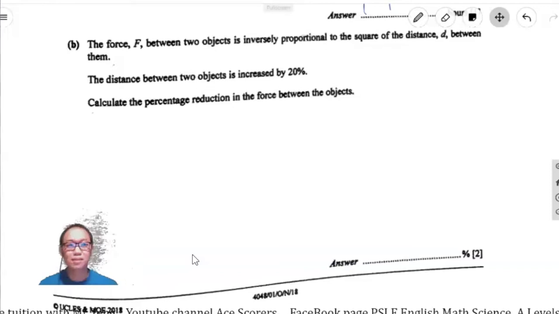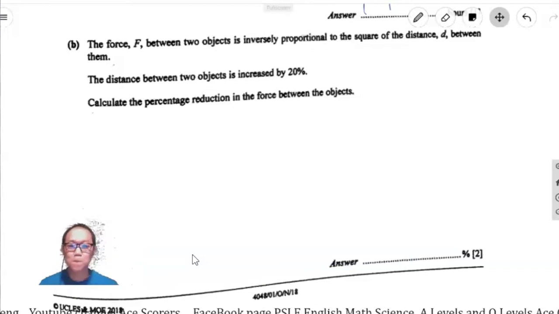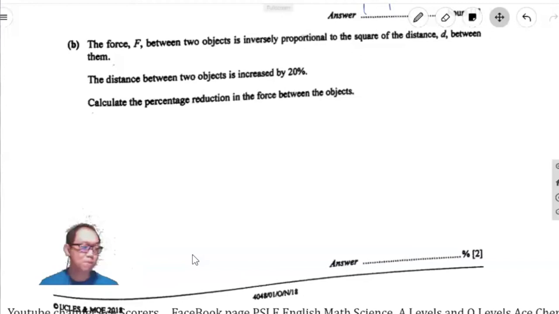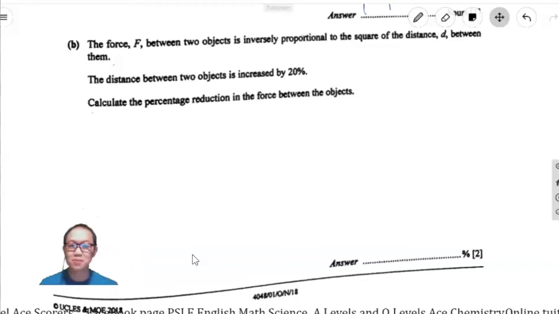Okay, so how about Jianyu? Any answer for B? I got a decimal. You got a decimal, it's fine. The answer is a decimal. 30.6. Yeah, you're correct. Okay, 30.6 is correct, right?